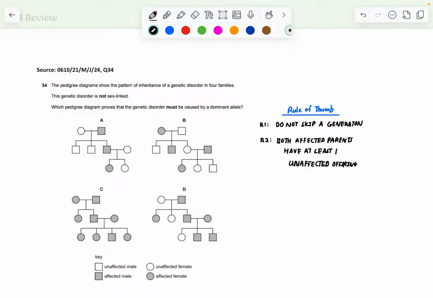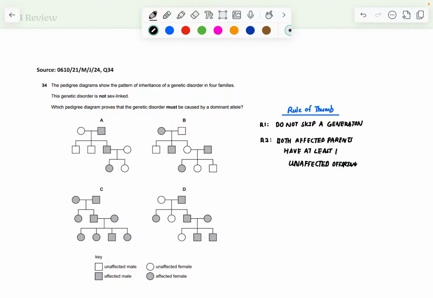So today I'm going to review probably one of the hardest genetics questions in the May June 2024 paper, and also in a while basically. I'm pretty sure that a lot of you are already familiar with this question or have seen it somewhere before. Today I will dive deeper into how to actually solve this question without using the Punnett square, just using rules to apply to this question.